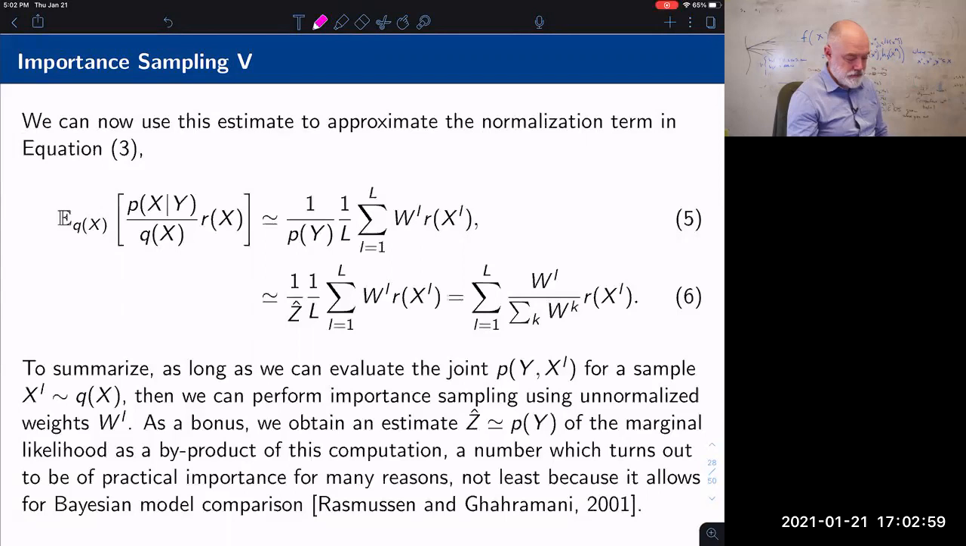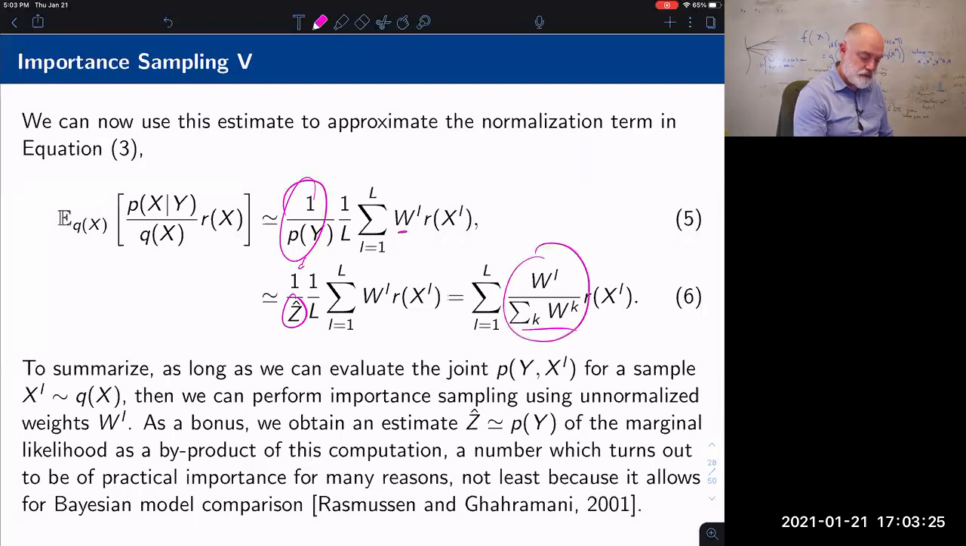We can use this to estimate and approximate the normalization term in equation 3, which was before, but it's the same thing as before. We just plug in our estimate for this. We have our unnormalized weights here. That's totally fine. We just replace that with 1 over Z hat, but 1 over Z hat is just the sum over all the unnormalized weights, so we can move that inside. And what we have now are normalized weights and a sum over l of our test function evaluated at samples from Q. So we can evaluate the joint.